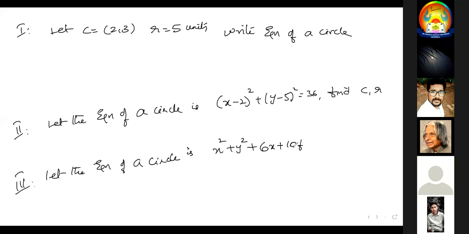Sir, I thought I should once discuss the question paper also. So today it will continue. In the next class, definitely I'll discuss the question paper.